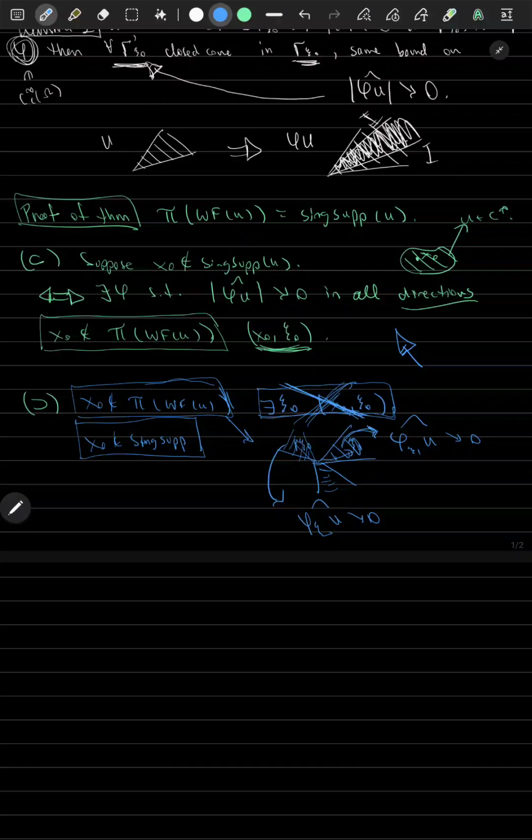So the problem is, we can't reverse this simple argument here, because in this case, the direction of rapid decay depends on the cutoff function phi with respect to whom we localize before taking the Fourier transform. So we're going to need to account for that. We're still going to start by assuming that x0 is not in the projection of the wavefront set, and that would give us rapid decay of a localized u in every direction, but this rapid decay would depend on phi. So what we need to do is remove the dependence on phi, and that would solve the problem.